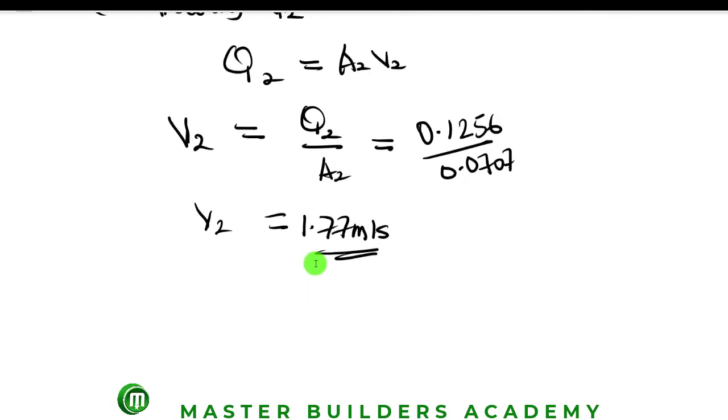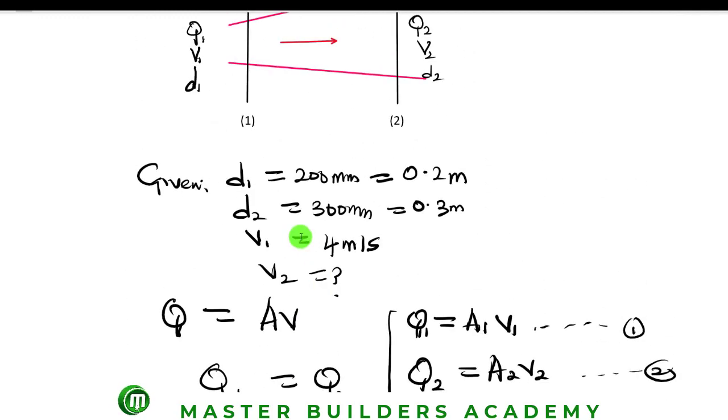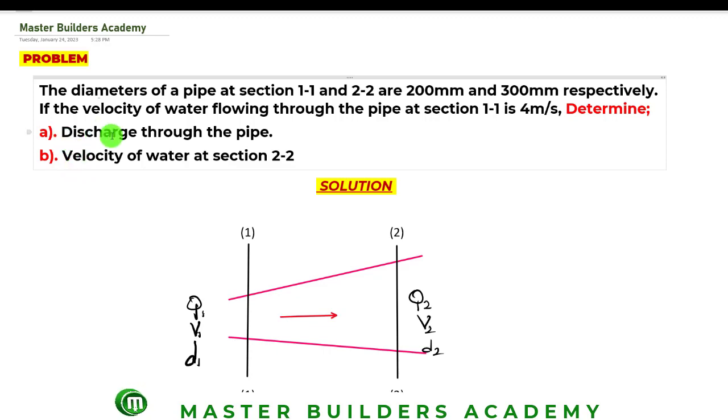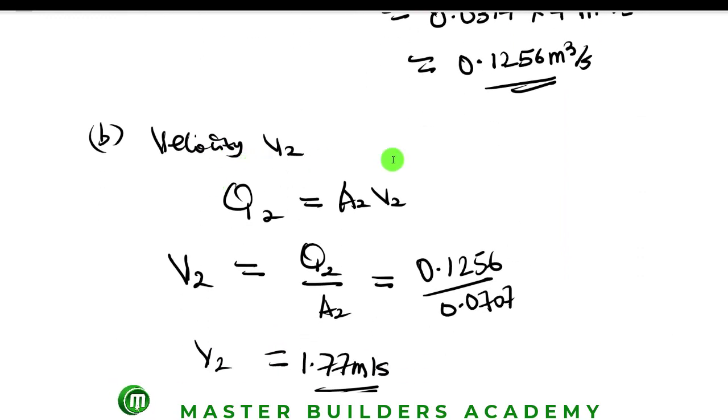All right, so guys, therefore Q is equal to 0.1256 m³ per second, and then V2 is equal to 1.77 meters per second. So these are the two results that we're asked to calculate in this question. As you can see, it is actually very simple for us to solve these problems. We have been able to obtain the discharge through the pipe, and we have been able to find the velocity through section 2 too.